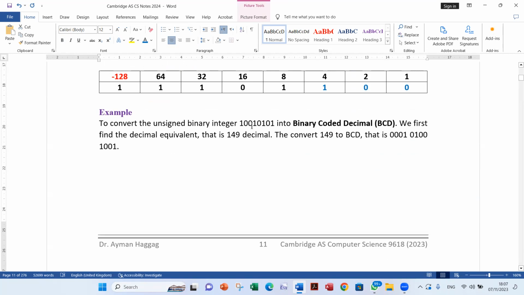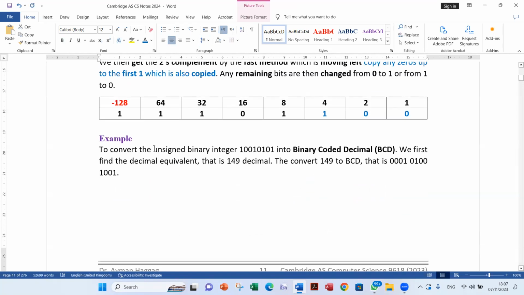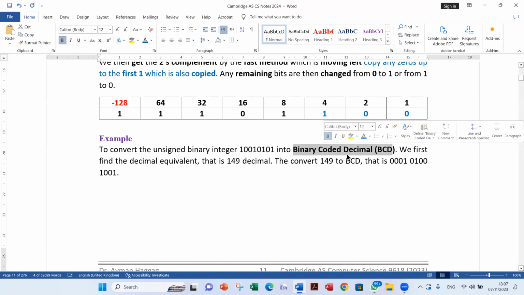Let us look at this. Convert the unsigned binary integer. This is unsigned, meaning there is no positive, no negative. Into binary coded decimal. To convert the unsigned, we first find the decimal. This is not that easy. You have unsigned binary integer. We like to convert it into BCD. It's not that easy. I thought it is.